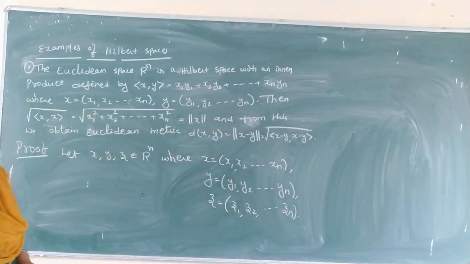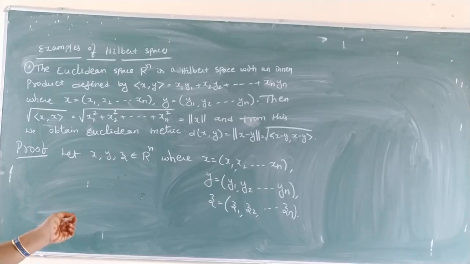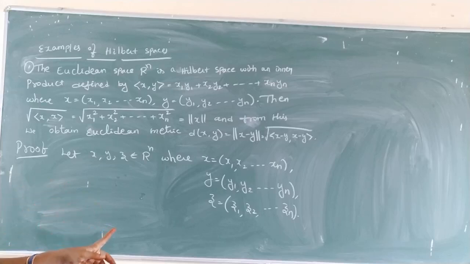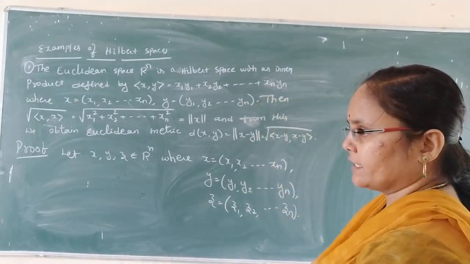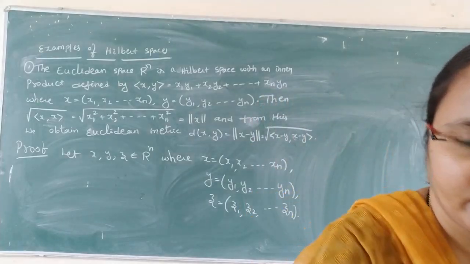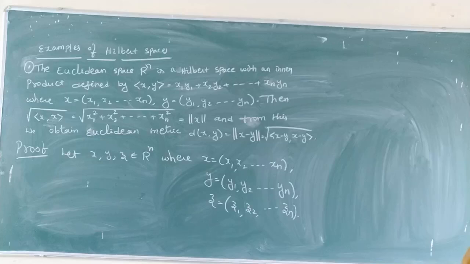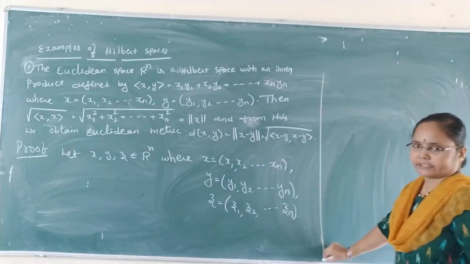Now, first, what is the Hilbert space definition? The Hilbert space definition is a complete inner product space. So first we will show that this R power n is an inner product space. Later we have to show the completeness property. Here, for the inner product space, we have to show the following four conditions. The first one of the inner product space is that the inner product of x comma x is greater than or equal to 0. We have to show the first condition, so see our next lines.